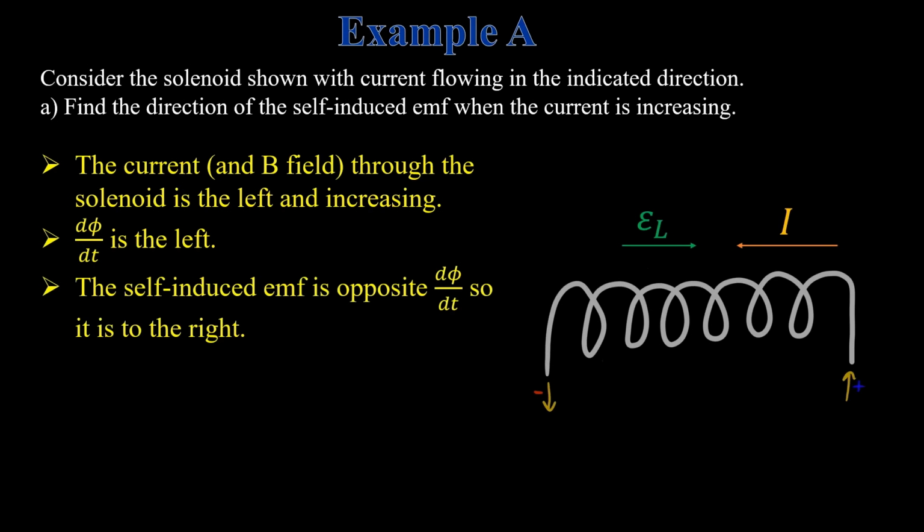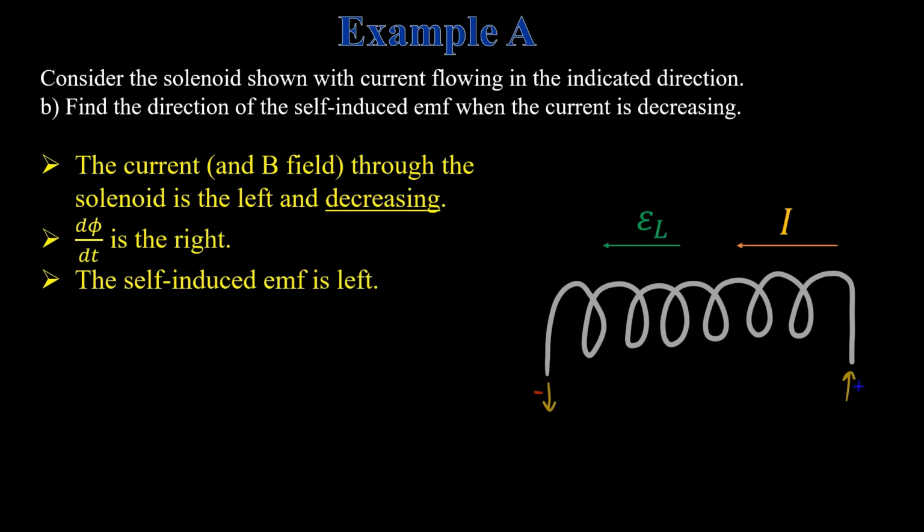So the self-induced current, the self-induced EMF, is going to go to the right to oppose the change in flux. And part B is just the opposite answer. So the flux again is to the left, but now it's decreasing. So the change in flux is to the right. So the induced EMF is going to tend to push to the left.